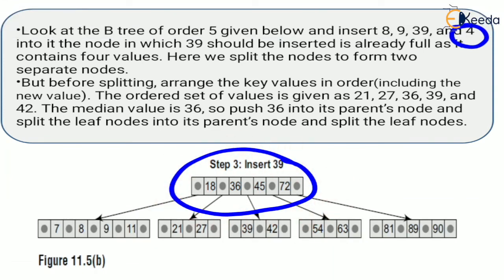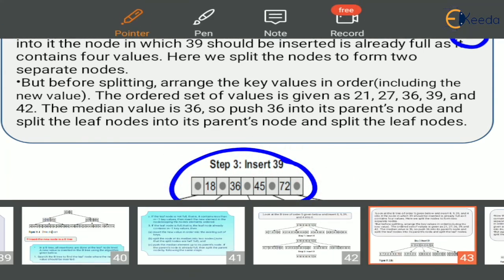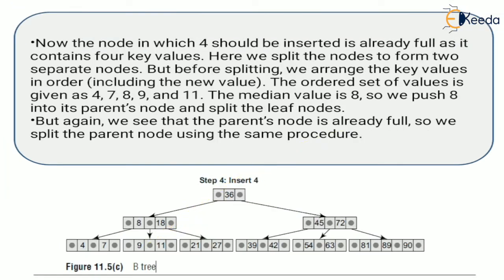This node is again full. So what we have to do, again, is split the node into 8, 18, 45, 45, 72. We split the parent node using the same procedure. So what we are doing here is splitting that: 8, 36, 45 and 72.